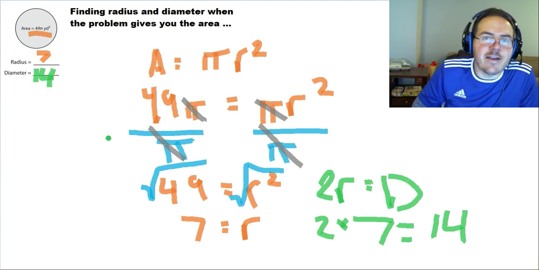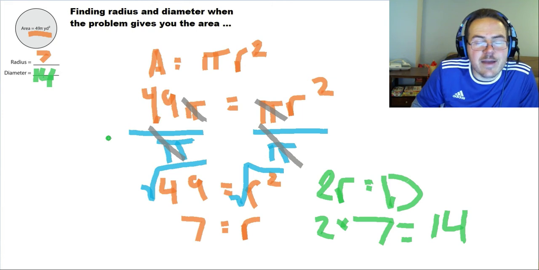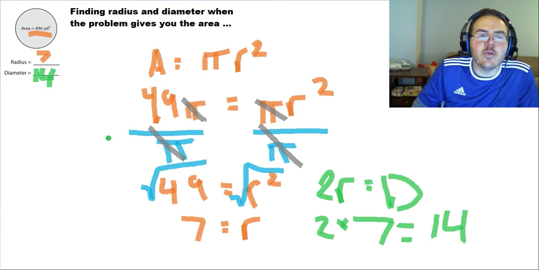And that is how you find the radius and the diameter. And the information it gave you was the area of the circle. Let's move on into the next problem.